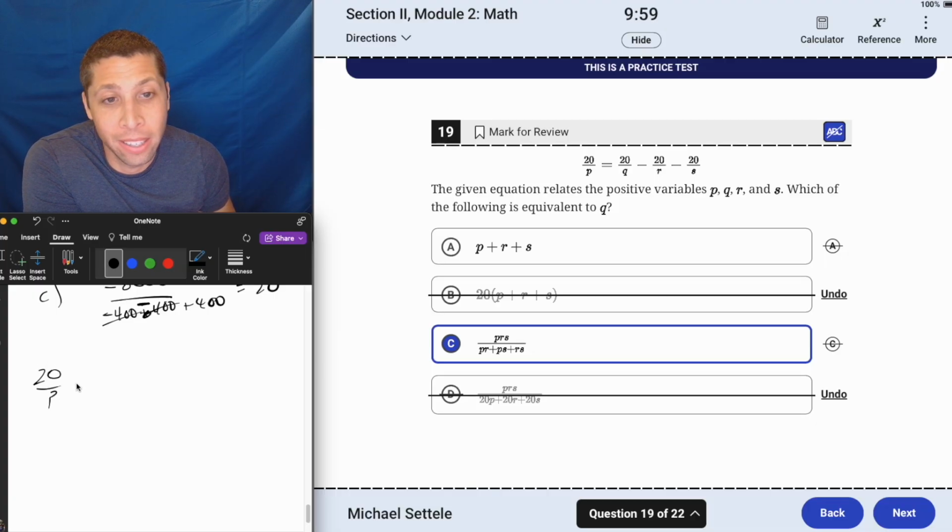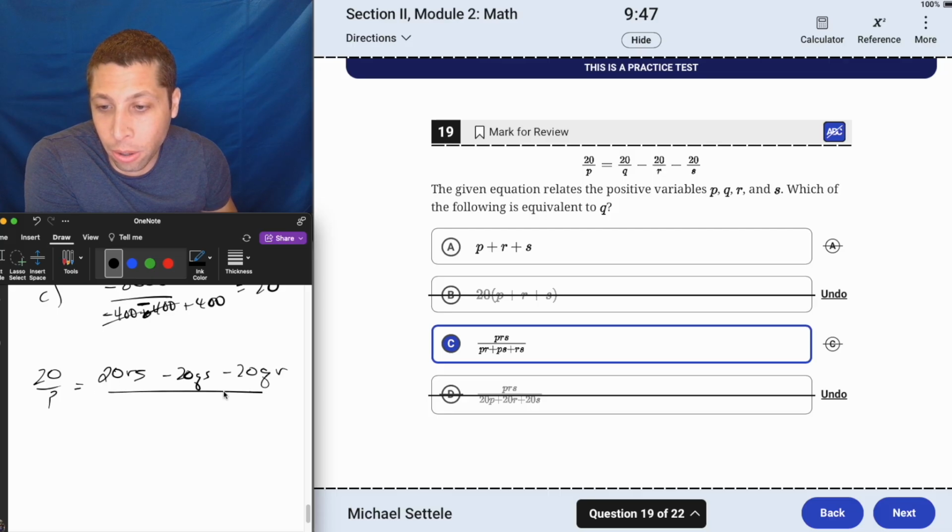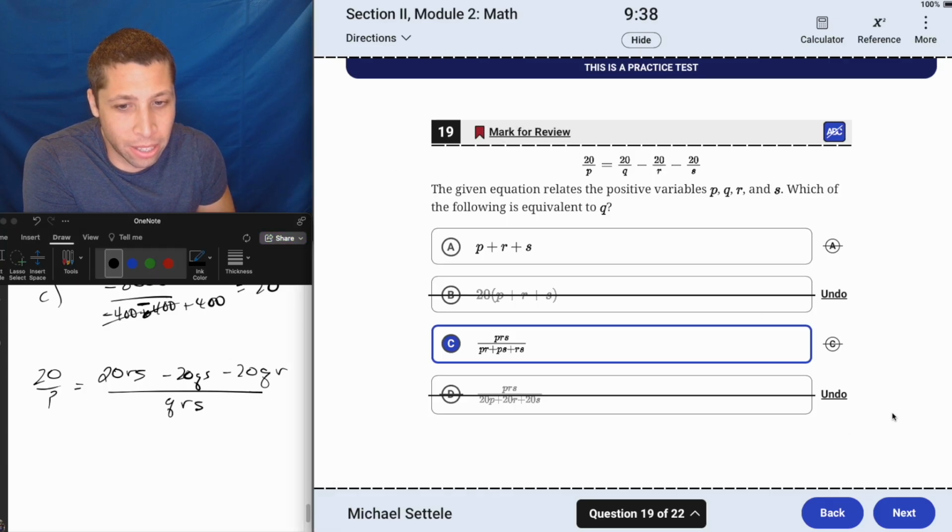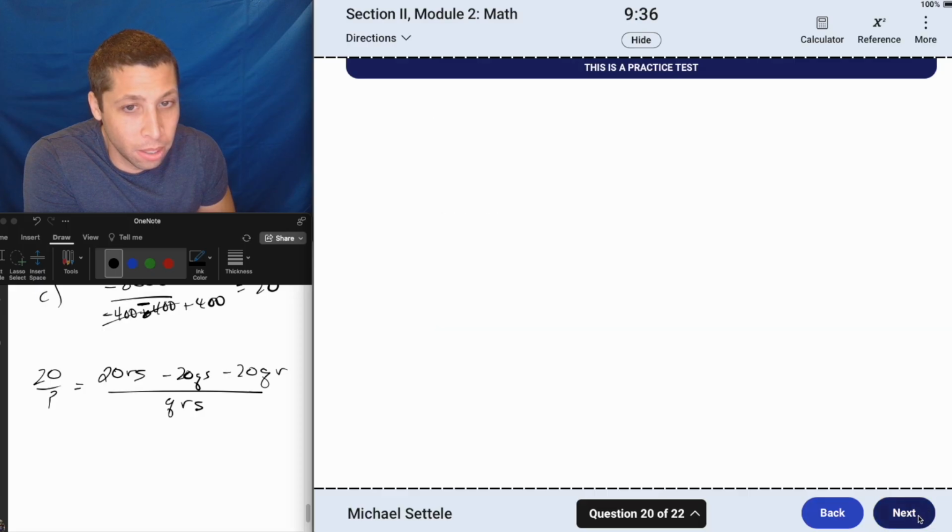20 over P is equal to 20RS minus 20QS minus 20QR all over QRS. And yeah, I'm just gonna move on. I know it's C. There's no way it's this simple.